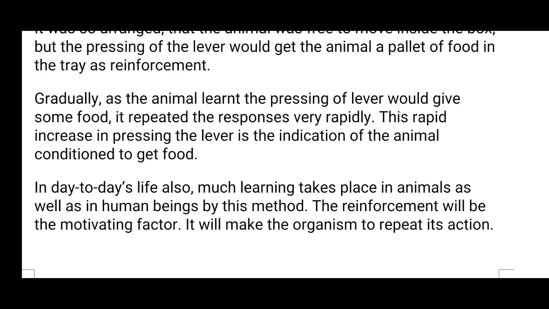The rapid increase in pressing the lever is an indication of the animal's conditioning to get food.